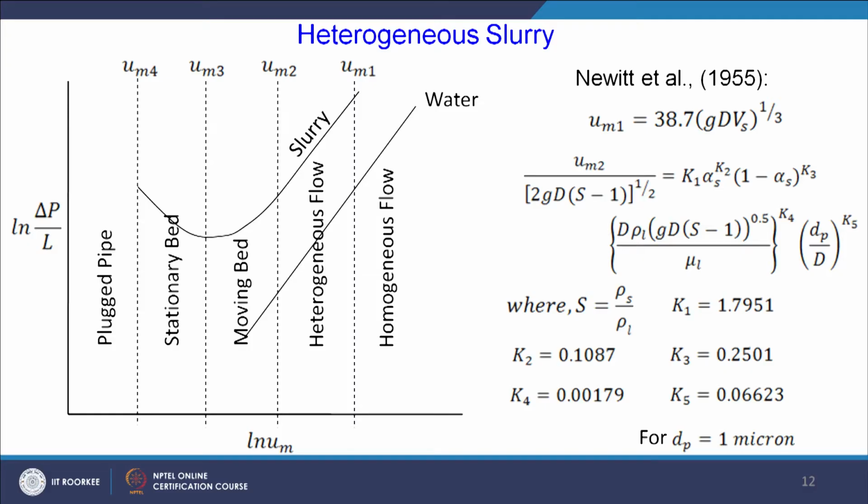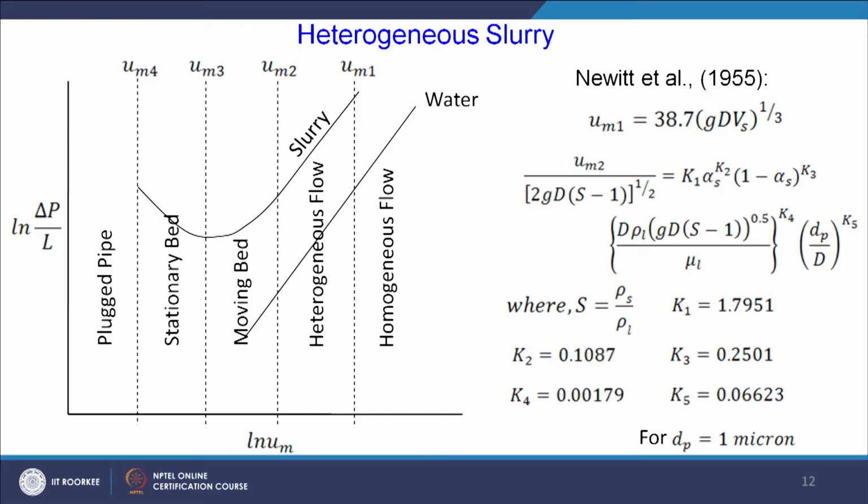Now, here we have some typical boundary velocities which differentiate between homogeneous, heterogeneous and bed flow, wherever the solid starts to drop down or settle down. So, let us understand what UM1 and UM2 are. Newitt et al. in 1955 gave the idea of what UM1 and UM2 will be.